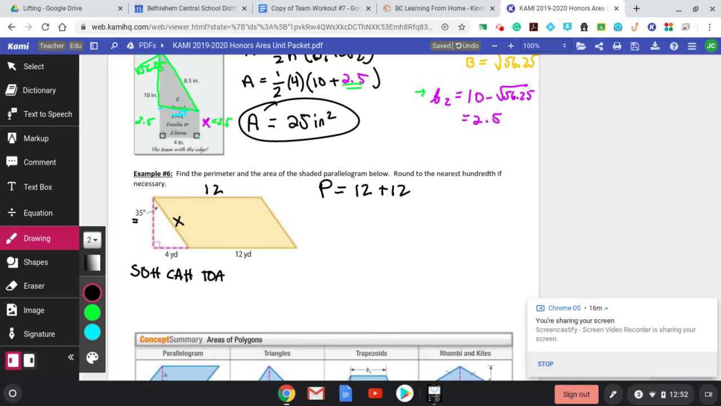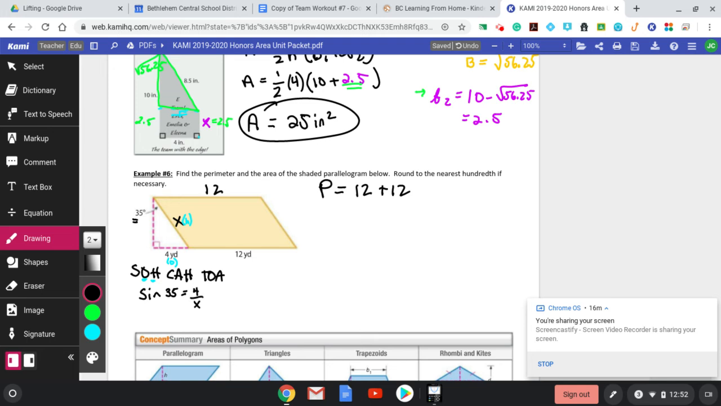All right, so here we go. Quick review. I'm going from 35. The 4 is opposite. And the side I'm trying to find, X, is the hypotenuse of that right triangle. So what do we use with O and H? We use sine. So to set this up, I'm going to say the sine of 35 equals opposite 4 over hypotenuse x.